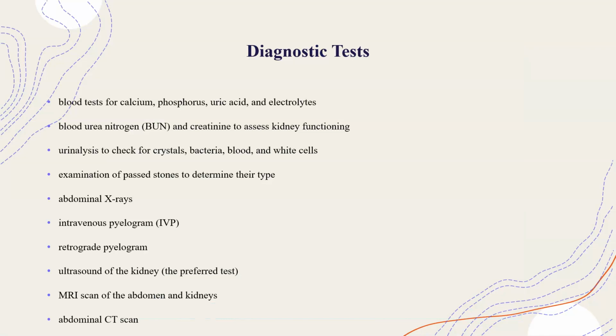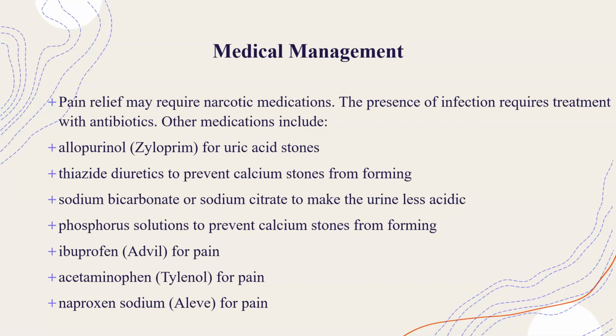The diagnostic tests for renal calculi are blood tests for calcium, phosphorus, uric acid and electrolytes, BUN and creatinine to assess kidney function, urine analysis to check for crystals, bacteria, blood and white cells, examination of past stones to determine their type, abdominal x-rays, IVP, retrograde pyelogram, ultrasound of the kidney, which is a preferred test, MRI scan of the abdomen and kidneys, and abdominal CT scan.